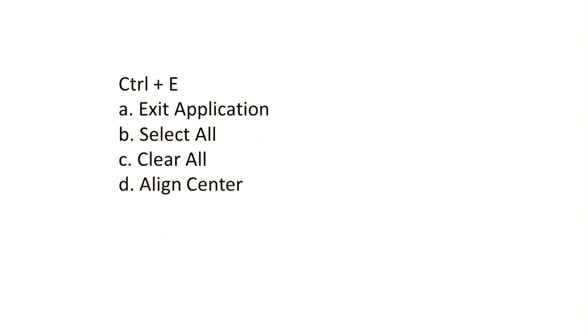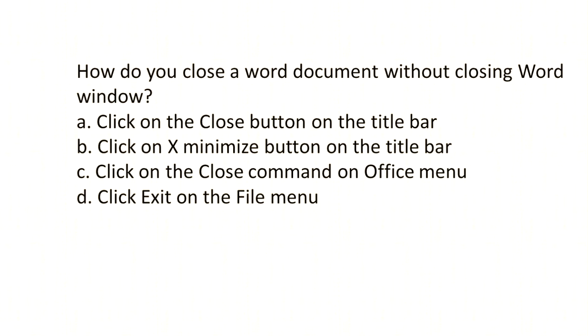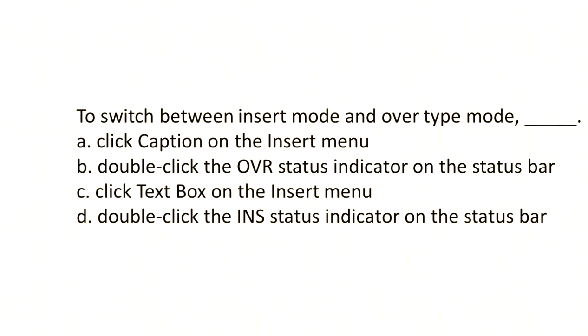Next, Ctrl plus E refers to align center. Next, how do you close a Word document without closing Word window? Answer is click on the close command on Office menu. Next, to switch between insert mode and overtype mode, double click the OVR status indicator on the status bar.